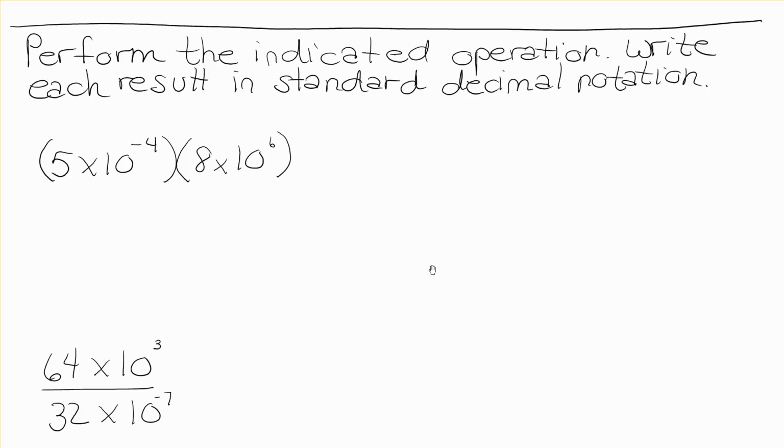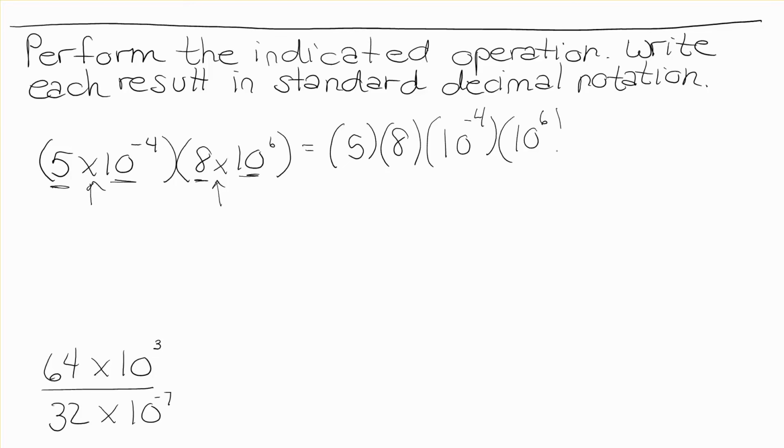So here we have four things being multiplied. And remember, this is multiplication. So we have 5 times 10 to the negative 4th and 8 times 10 to the 6th power. So when we do something like this, we're going to group our numbers together and we're going to multiply our numbers, 5 and 8, and then we are going to multiply our powers of 10. And I'm grouping them like this so you can see exactly what we're going to do. Here our bases are the same, so we're going to add their exponents.